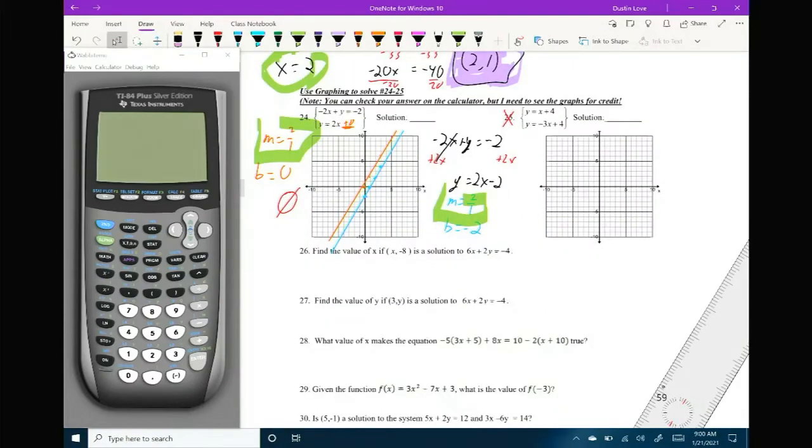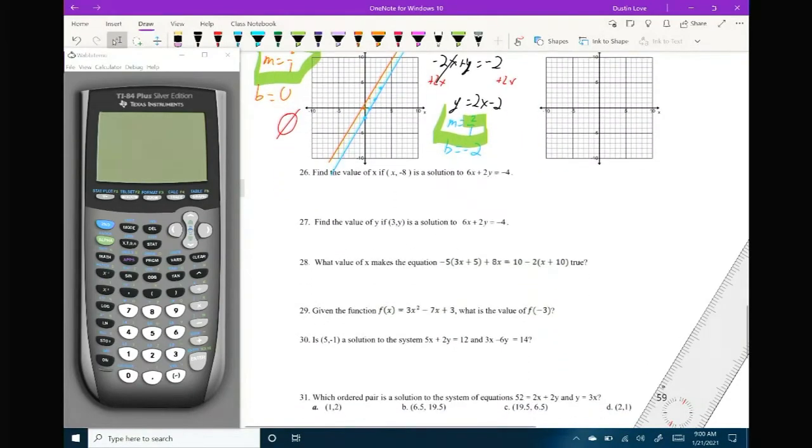Okay, moving on to number 26. We want to find the value of x if negative 8 is a solution for y. We did one or two of these back on one of our example problems towards the beginning of the unit. Basically, what we're saying here is that y equals negative 8. So I can substitute the negative 8 back into this equation, 6x plus 2y equals negative 4, and plug in negative 8.